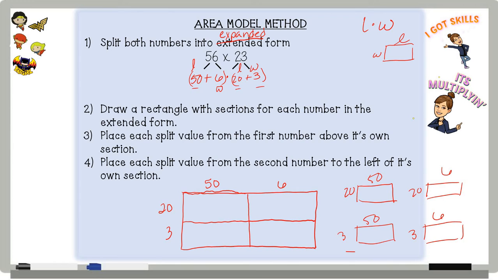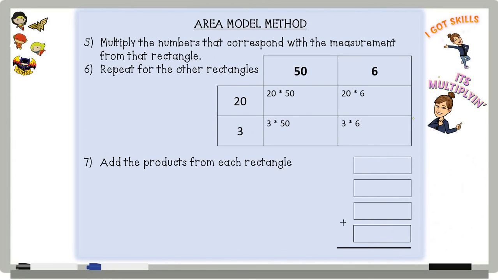All right, and then if I wanted to find the area, so each of these I can find the area all on its own, and then I can take all of them and put them together to find the area. All right, so now I'm going to multiply the numbers that correspond with the measurement from that rectangle. So like we said, this one was 20 by 50. So here and here. Right? And when I do that, I know 2 times 5 is 10. And then I have 2 zeros afterwards that I have to keep.